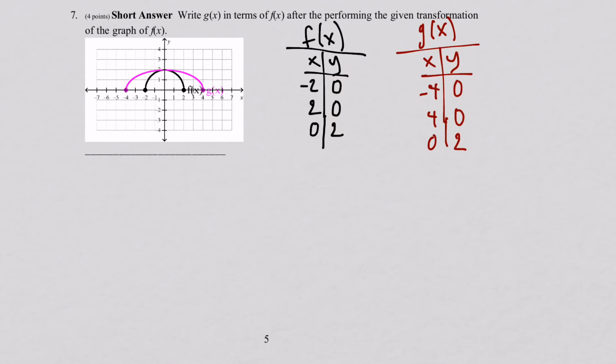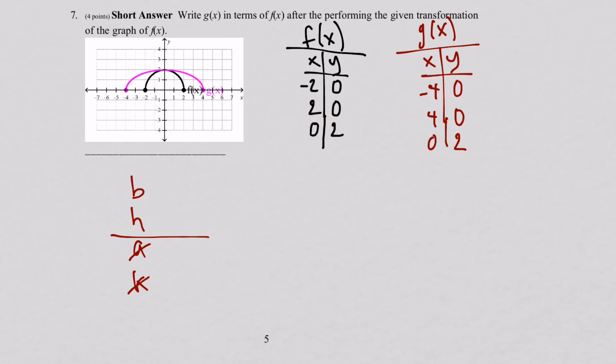So let's think about our 4 parameters, b, h, a, and k. Let's recall, b and h affect the x values, a and k affect the y values. Since the y values have not been changed here, a and k have nothing to do with this transformation. It's b or h that have changed. Now let's look at the x values.